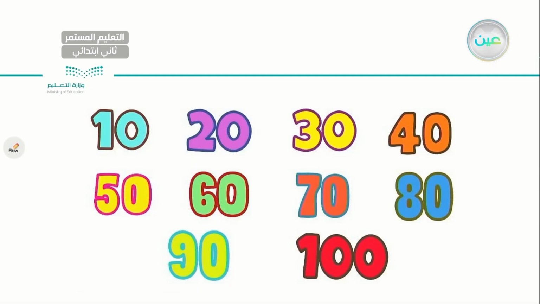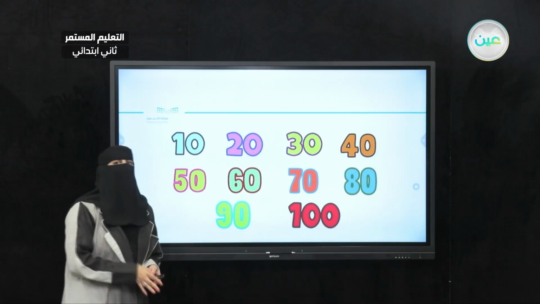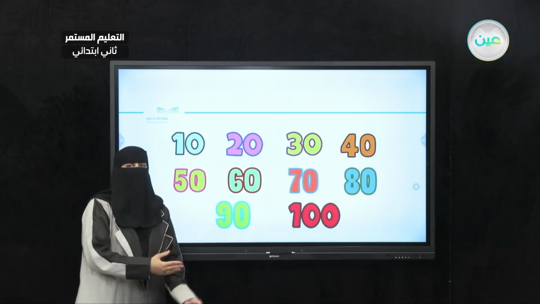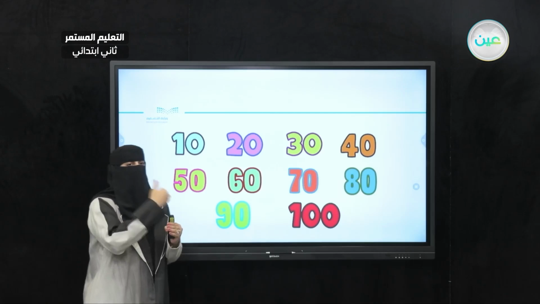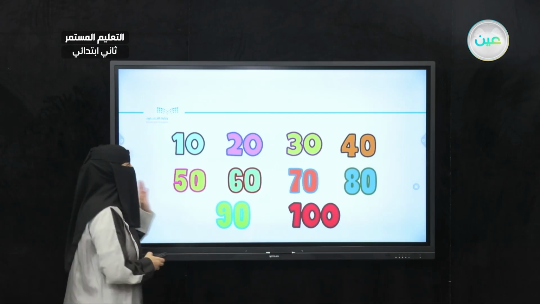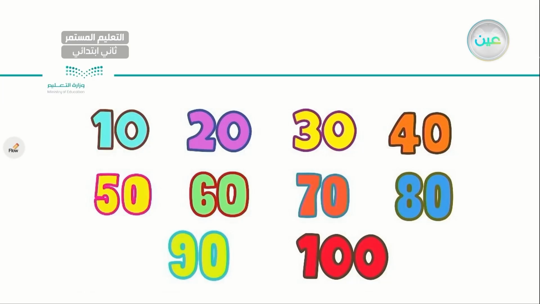So, now I will introduce number by tens briefly because we are going to have them lengthy in the next lesson. Number by tens, that means I will add 10 at a time. So I have 10, 20, 30, 40, 50, 60, 70, 80, 90, 100. Okay? So as you noticed, I add 10 at a time.